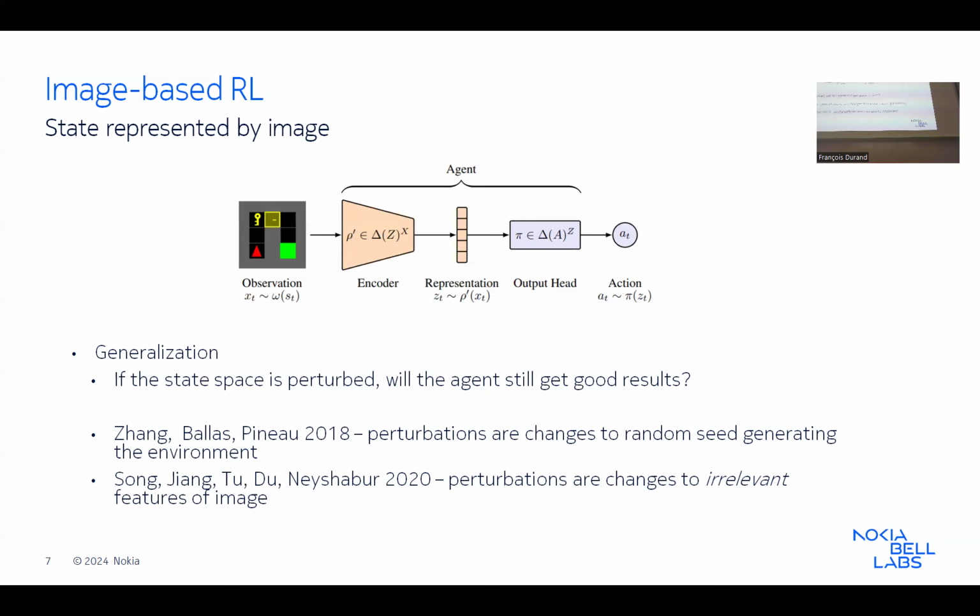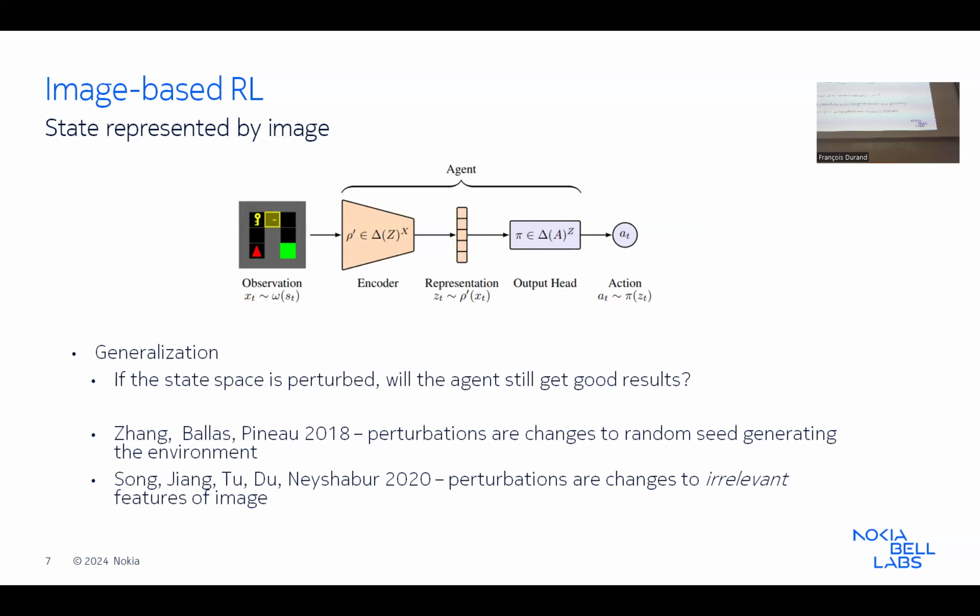There's a nice paper by Zhang et al. where their notion of generalization is that, typically in these environments, you have some sort of random seed that will generate your environment. Maybe it generates a maze for the robot to go through. The state space is therefore defined by the random seed that generates the environment. So generalization means here, you've got a set of seeds that you train on. What happens if you move to a new set of environments defined by a different set of seeds?